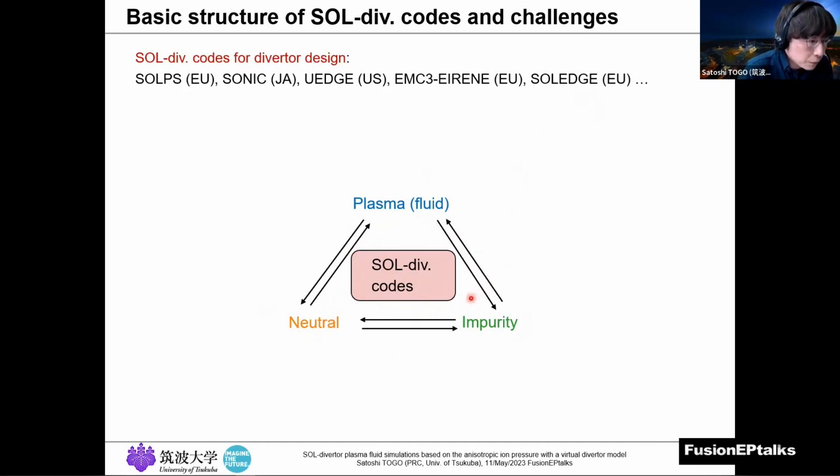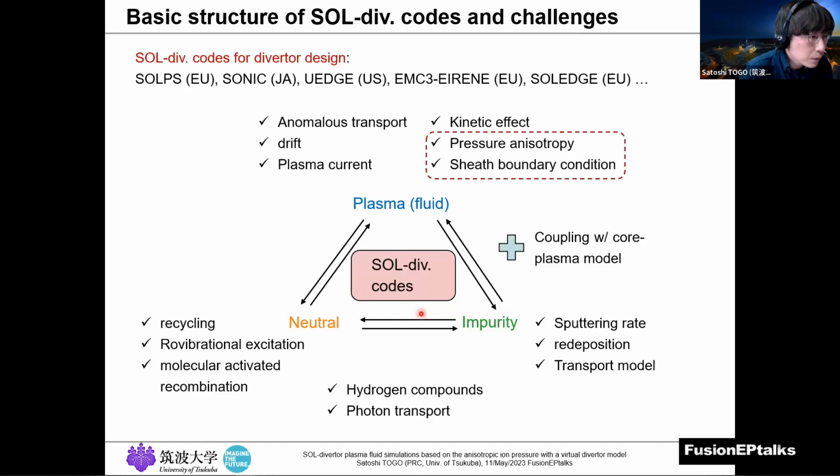All of these modules are based on some physics models which are already understood to be essential. However, there are still some missing physics phenomena that might be important but not yet considered enough. We have been focused on some of the missing physics related to the plasma module. From the computational time point of view, the plasma module normally solves a fluid model, which is not based on the first principle. And we have mainly focused on the physics related to the pressure anisotropy and the sheath boundary condition.